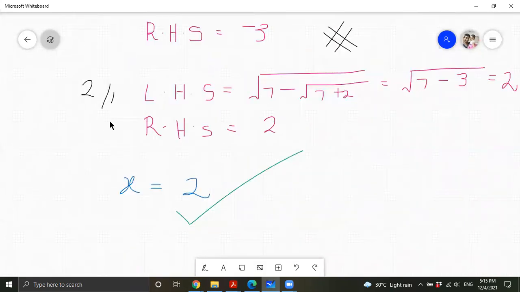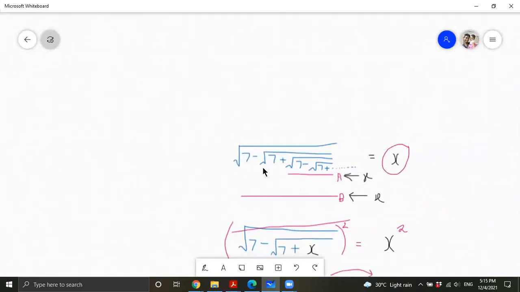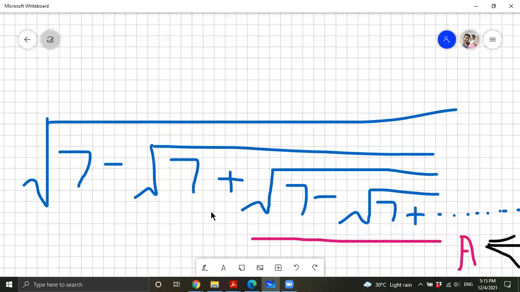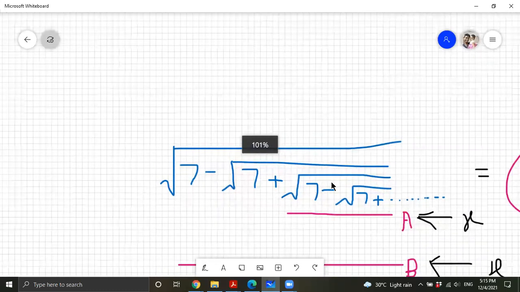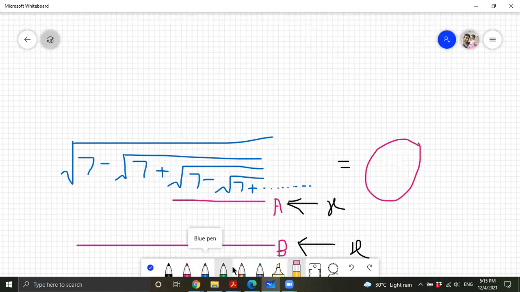That means when the sequence is like that, okay, if this is the sequence, that is square root of 7 minus square root of 7 plus square root of 7 minus square root of 7 plus square root of 7 minus square root of 7 plus, going on infinitely, right? When this is the sequence, we can delete this x, the unknown term, because we have found it now, right? That is 2.